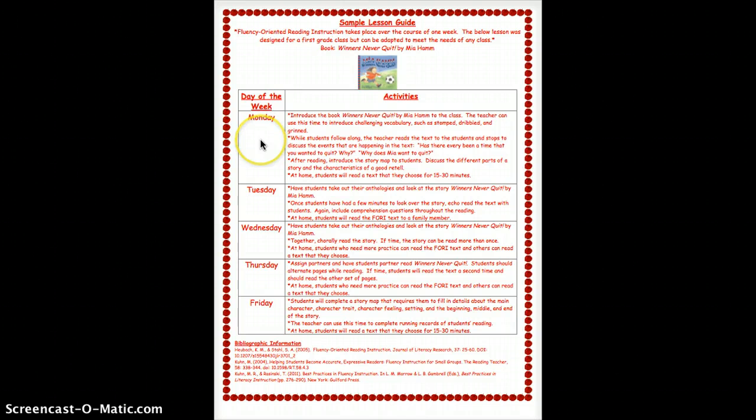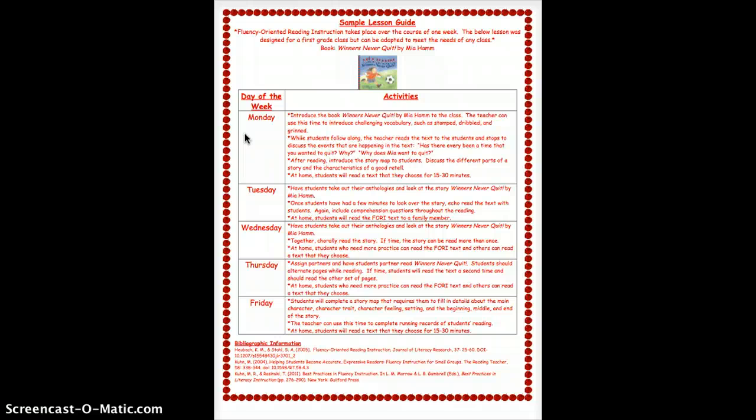The first day of the lesson is really just an introduction to the book. So teachers can do typical introduction activities that they would normally do. I chose during this lesson to introduce some challenging vocabulary. The words that I found challenging in this book were stomped, dribbled, and grinned. So we would review those and use them in sentences before we started the reading.